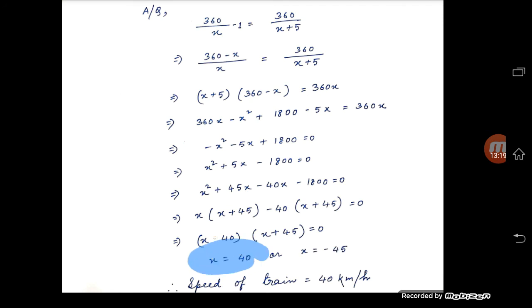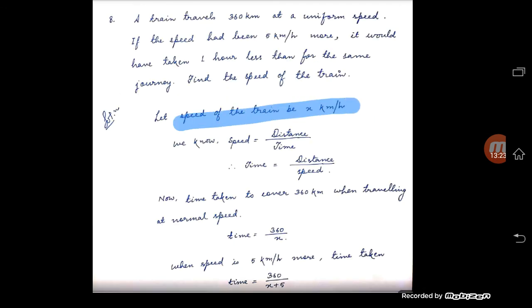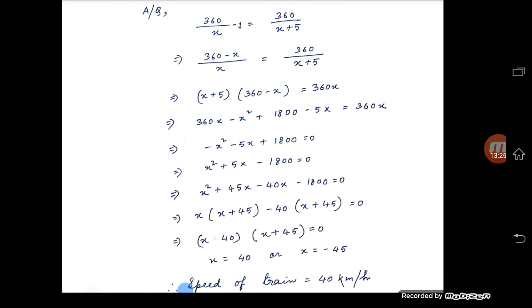Hence the speed of the train, which we had assumed as x kilometer per hour, we have got as 40 kilometer per hour. So this is the answer, the speed of the train. I hope you have liked this question.